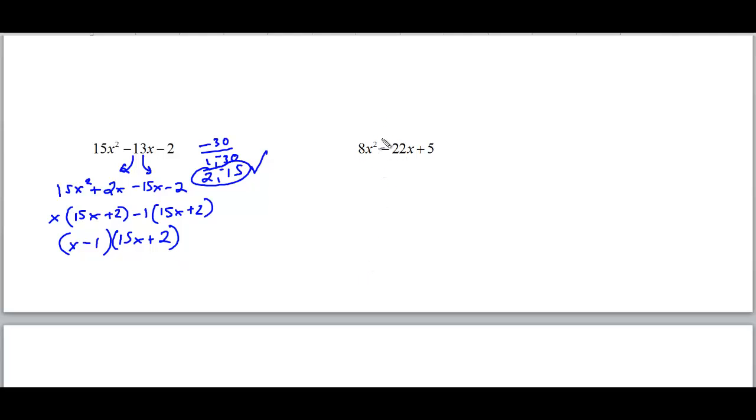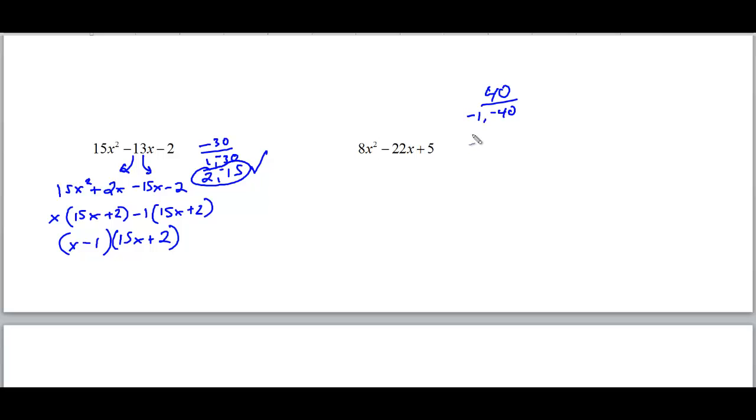All right, let's check this out. 8 times 5, that's going to be 40. All right, so let's start listing the factors of 40. This is going to be 1 and 40. Since the middle term is negative and this is positive, I'm going to make both of these negative to get me the positive 40 and possibly a negative 22.